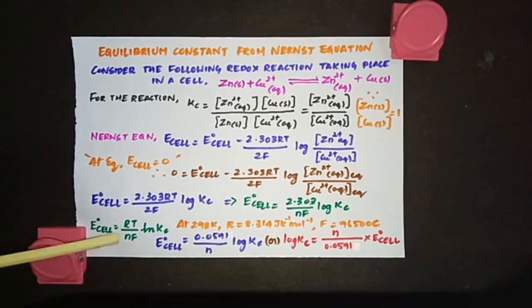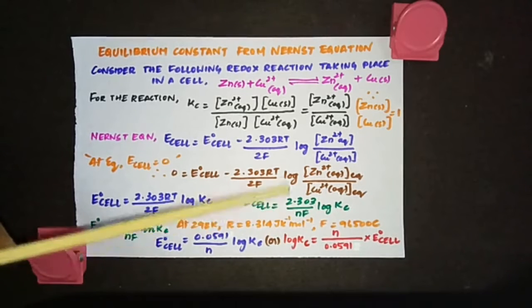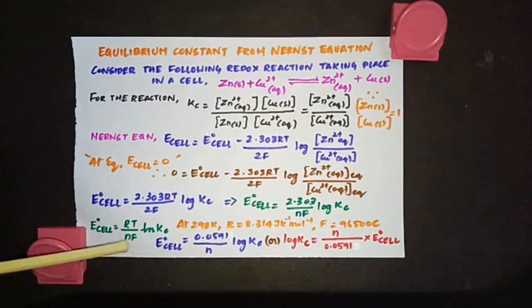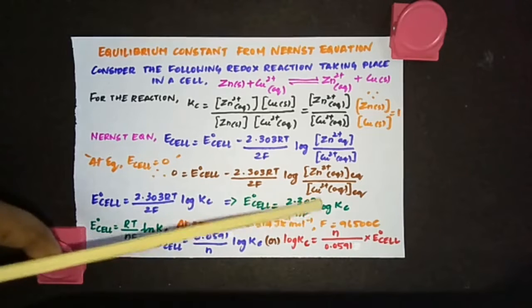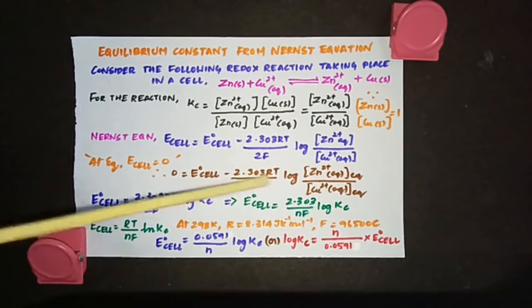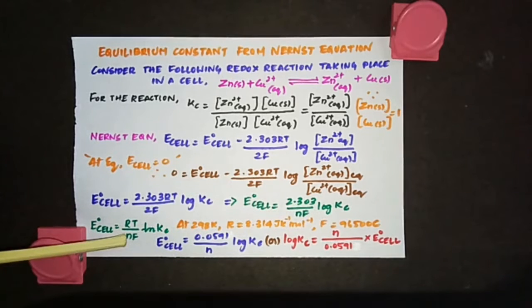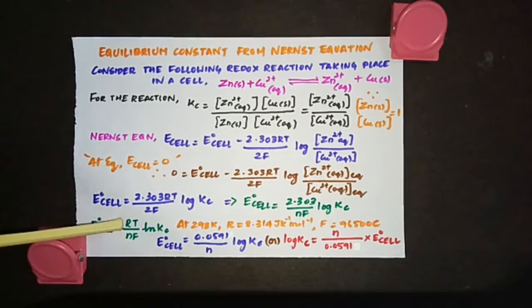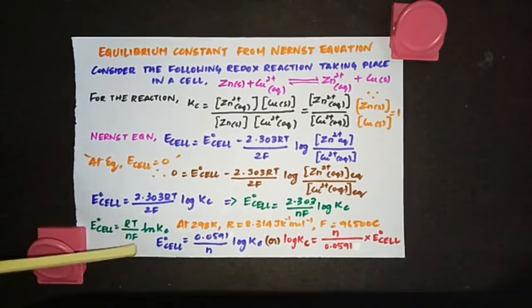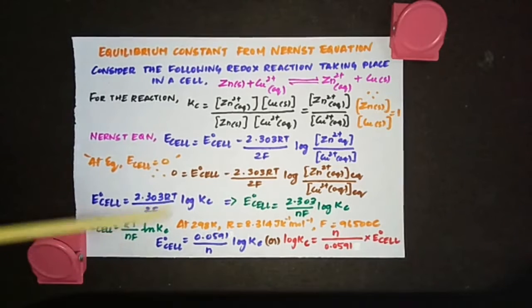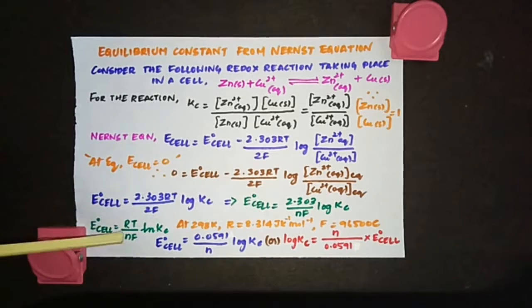So E naught cell is equal to, okay, the general value here. Instead of writing it this way, if you want to go with the first Nernst equation that we wrote, where we didn't apply the gas constant, temperature and Faraday, this would be the form of the reaction, without substituting the values. So E naught cell is equal to RT by NF ln Kc.